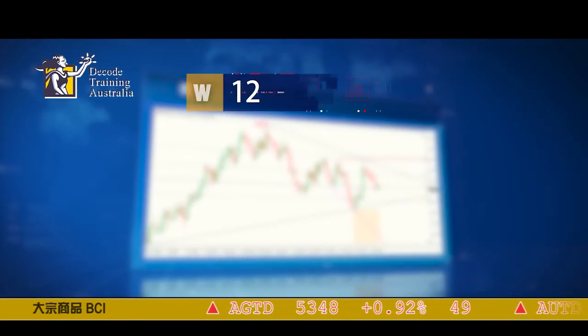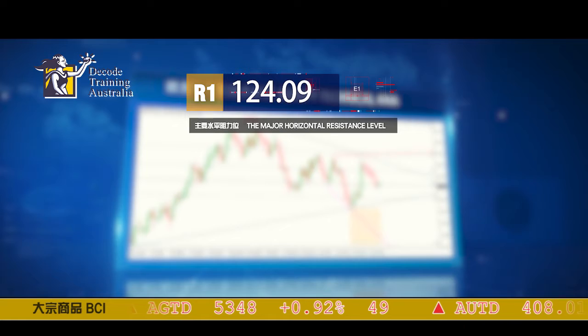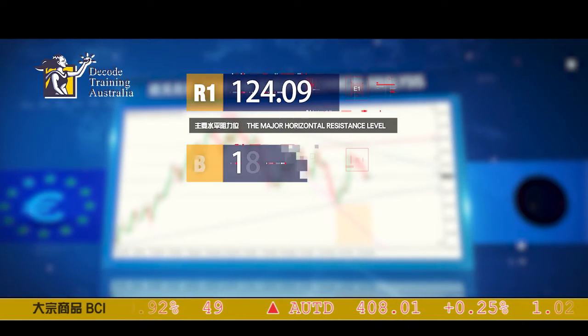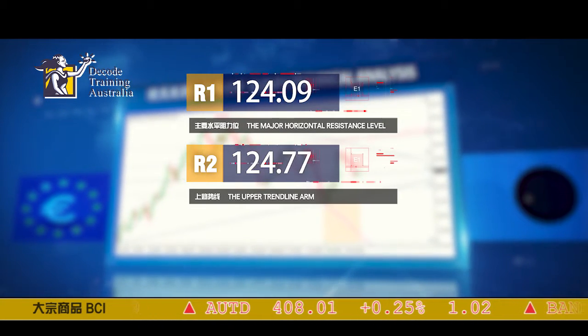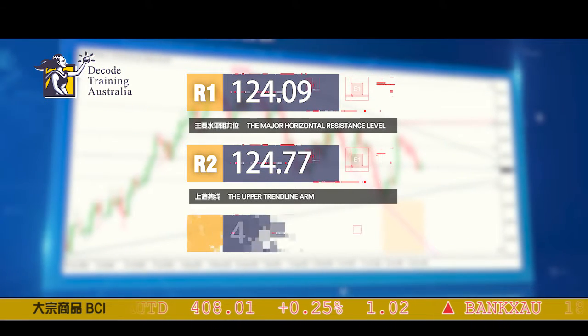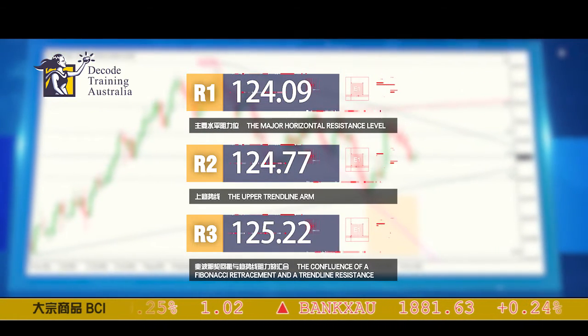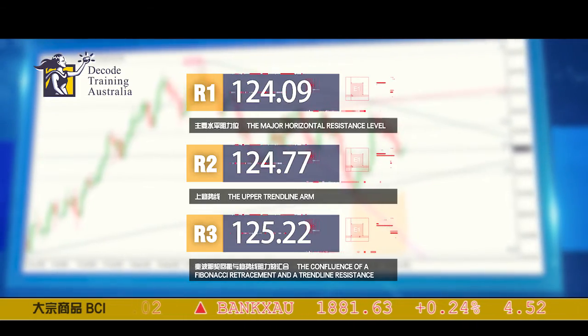At resistance 1 is the 124.09, which is a major horizontal resistance level. Second resistance is at 124.77, the upper trend line arm. And finally, the third resistance you'll find at 125.22, which is a confluence of a Fibonacci retracement and a trendline resistance. On the downside, the pair might find some support near the listed price tags.